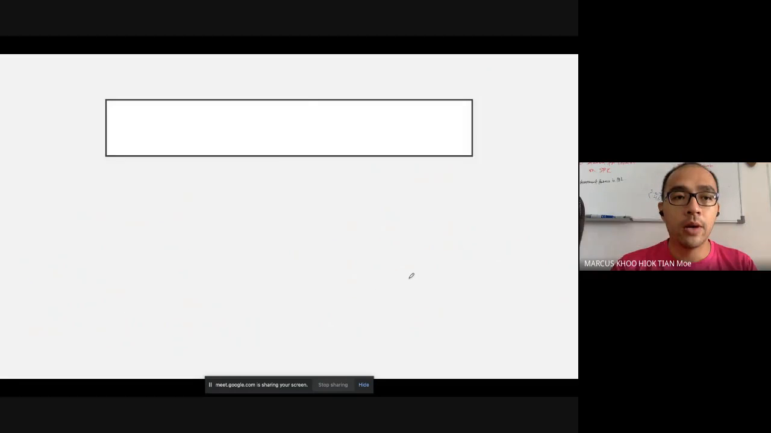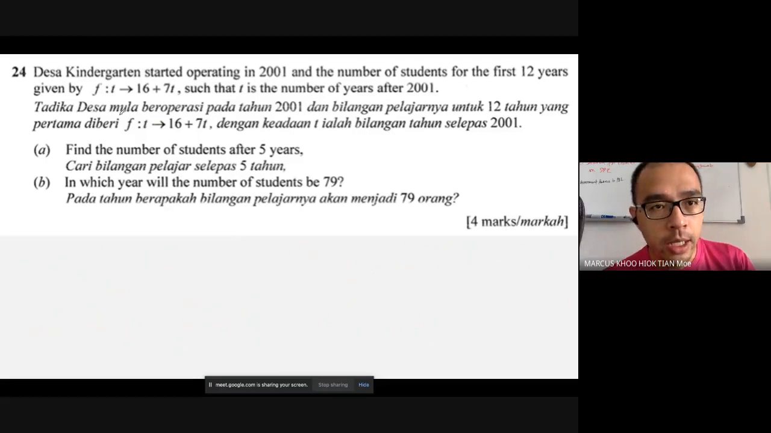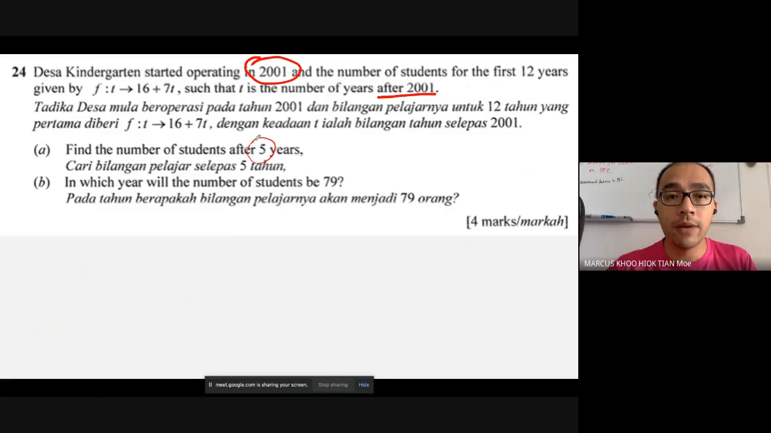Alright, question 24. So Desa Kindergarten started operating in 2001, and the number of students for the first 12 years was given by this formula, such that t is the number of years after 2001. Find the number of students after 5 years. Kalau after 5 years means t equals to 5.